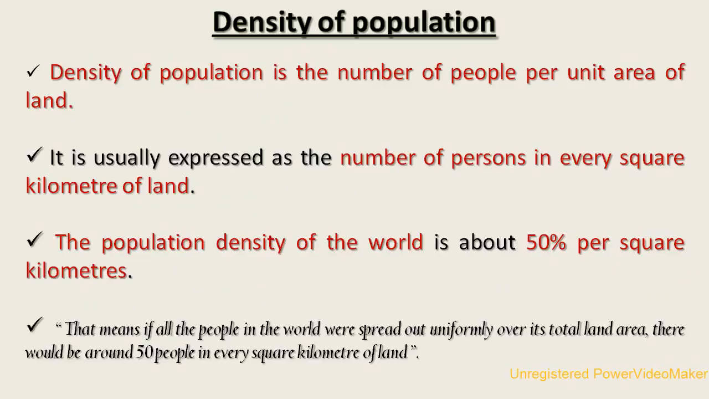Density of population, that is the first topic which we are going to discuss. Let's see the definition of density of population. Density of population is the number of people per unit area of land. It is usually expressed as the number of persons in every square kilometer of the land.